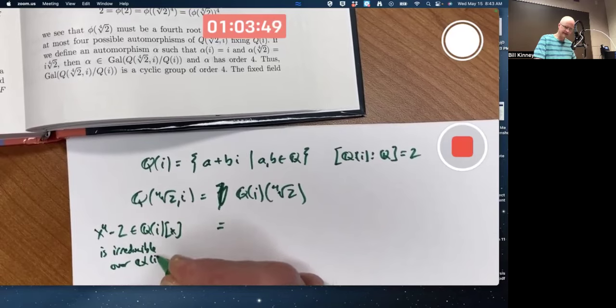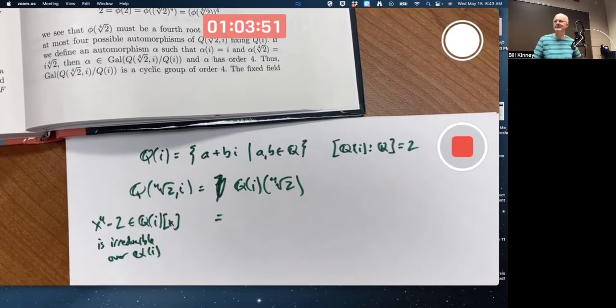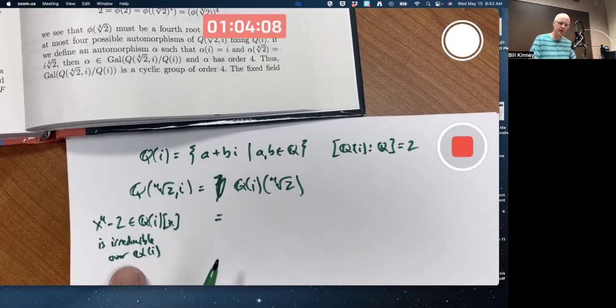That's not obvious. You can't apply Eisenstein's criterion to that, because Eisenstein's criterion only applies when your polynomial actually has integer coefficients and you're thinking about whether it's reducible or irreducible over Q. This does have integer coefficients, but we're not thinking about whether it's irreducible or reducible over Q.